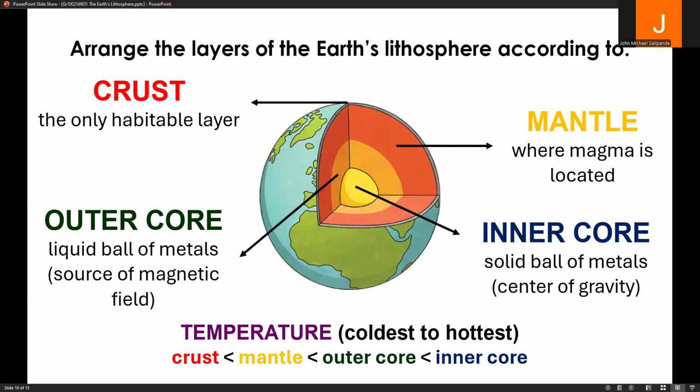And the source of our heat is the sun, which takes 8 minutes to reach the planet Earth, compared to outer core and inner core, wherein the radioactive decay is concentrated within it. That's why inner core is the hottest and crust is the coldest.